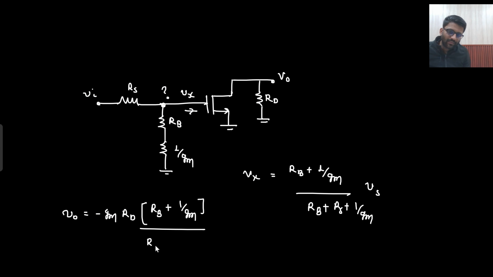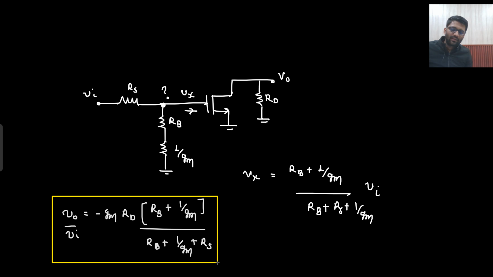RB plus 1 by Gm divided by RB plus 1 by Gm plus RS, into Vin. Because I am replacing my Vx now. So Vs you can say, or it is Vin, whatever you can call it. So what will be your V node by Vin now? Vin can go here. So my V node by Vin is... So that's the answer. And this was considered as one of the finest problems in the GATE 2024 examination.